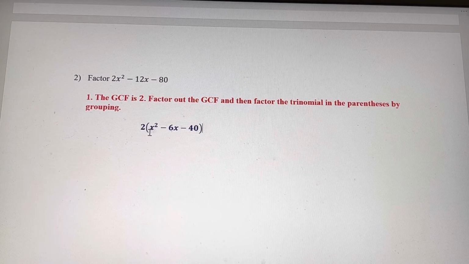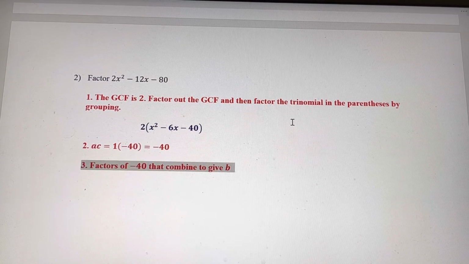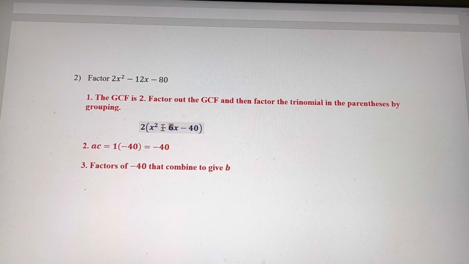So now I'm factoring this trinomial. We're going to kind of forget about the 2. We know it's there, but we're going to forget about it the rest of the way down. So A is going to be 1 and C is going to be negative 40. So A times C is negative 40, and I want to look for factors of negative 40 that are going to combine to give me negative 6. All right, so let's just start at the top.